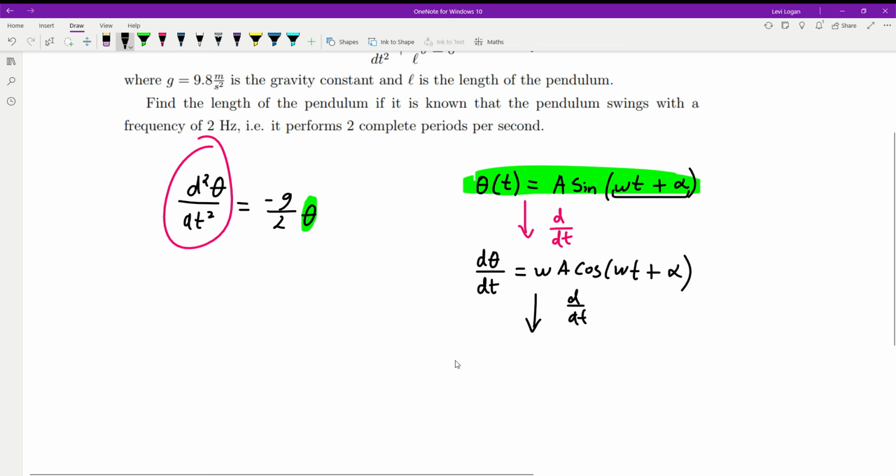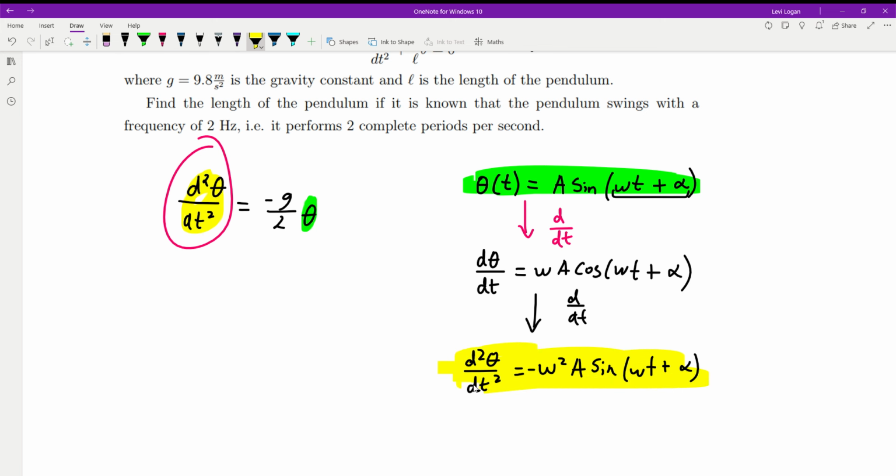For the second derivative, differentiate the inside function, so you'll get omega again, so you'll get omega squared. Now it's going to be negative, because if you differentiate sine it turns into cos, and if you differentiate cos it turns into minus sine, so you'll get negative a sine of your original function. Now we have an expression for both the second derivative and our function itself.